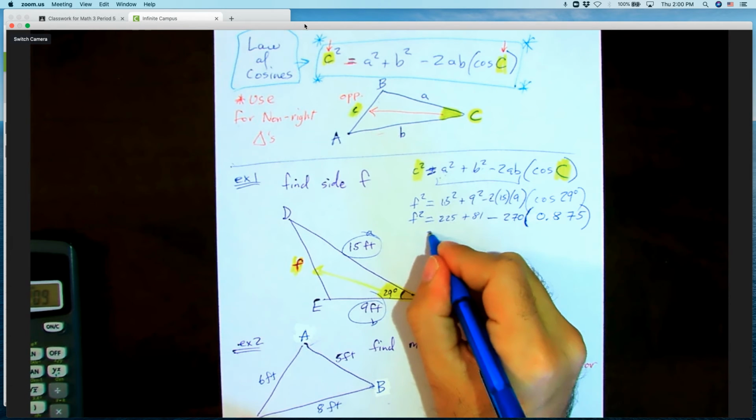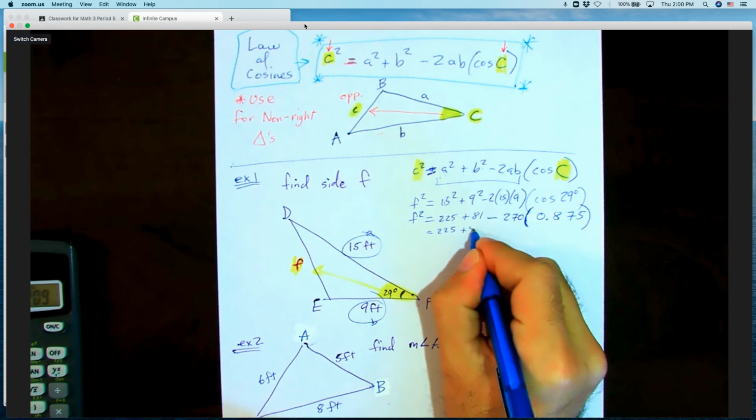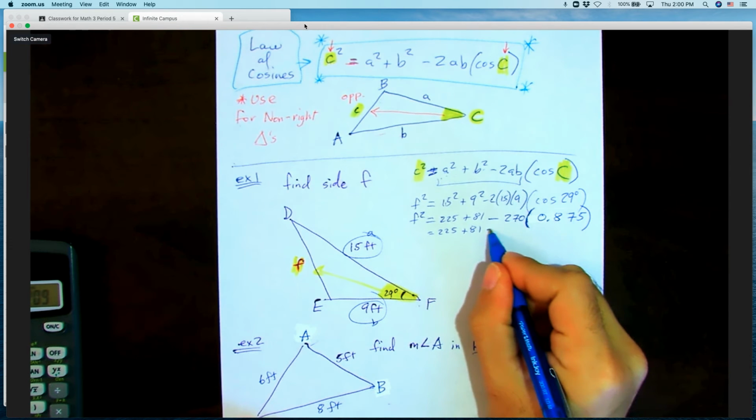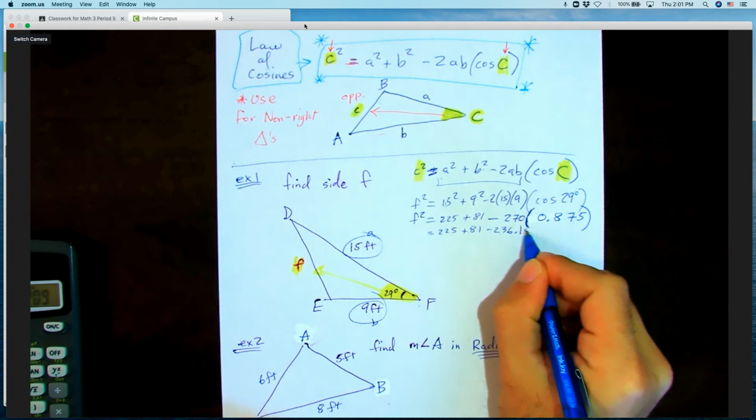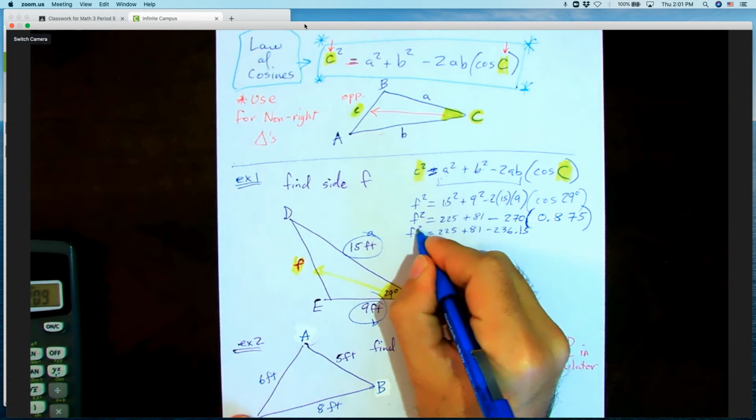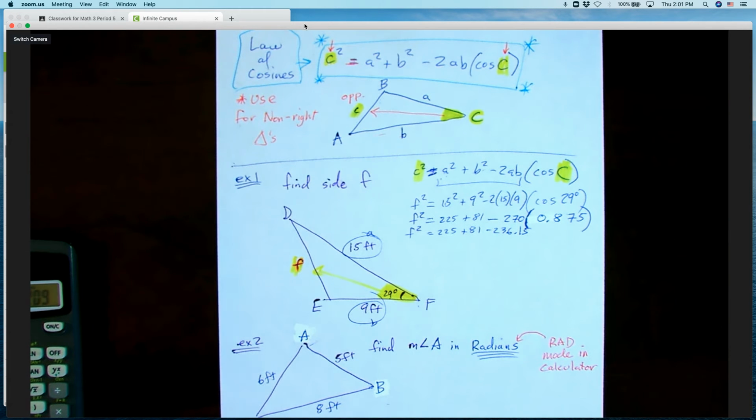All right, so we end up with this 225. I'll combine these in a second. Minus 236.15. All right. And this is just a matter of, once you get everything plugged in, you just got to be careful. Just be careful.